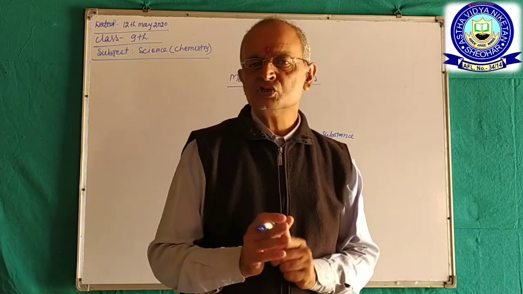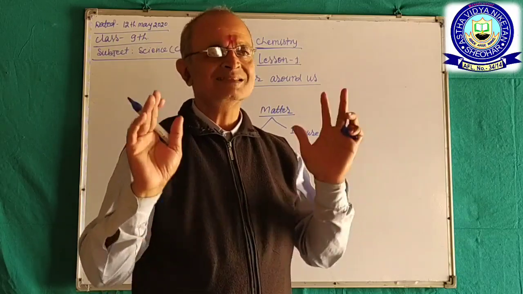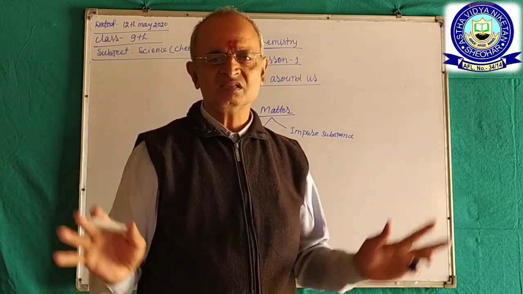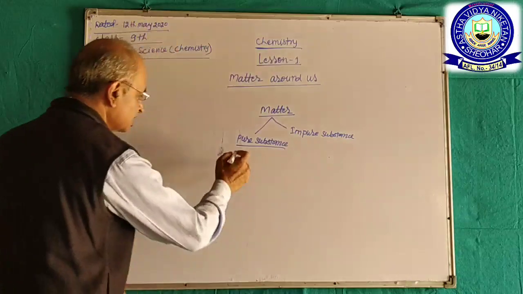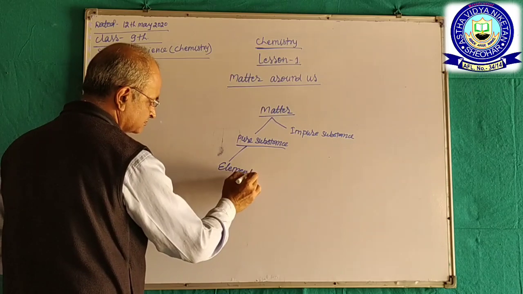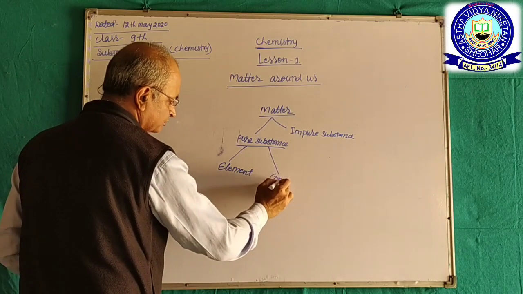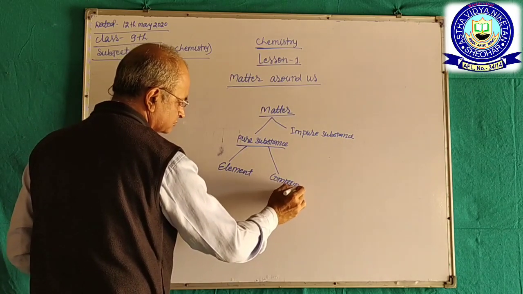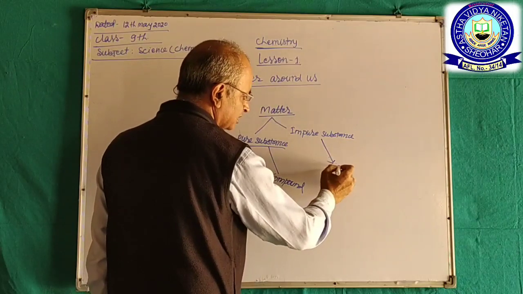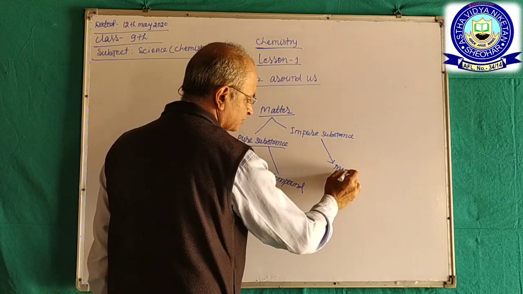By observing this situation, we can say that nothing is pure around us except element and compound. And impure substances are called mixtures.